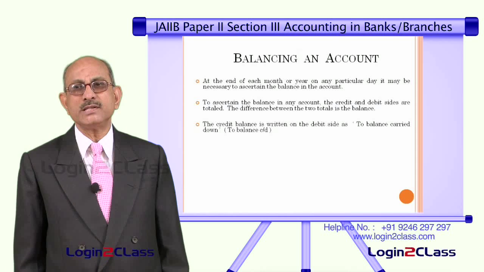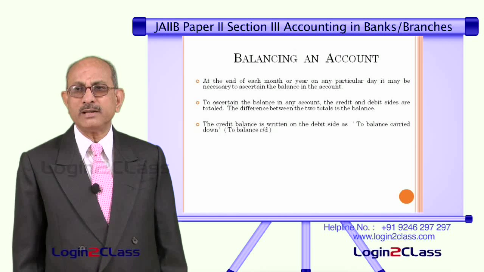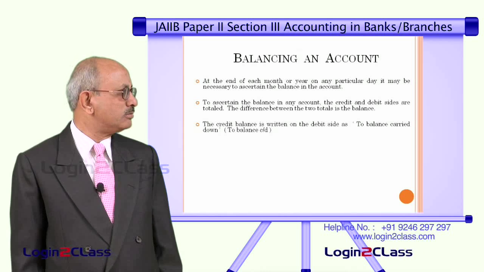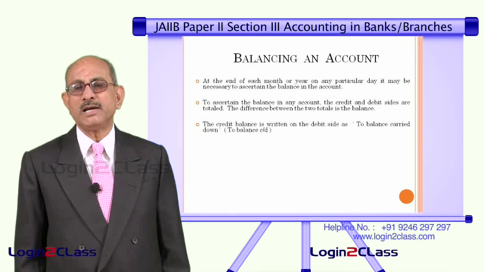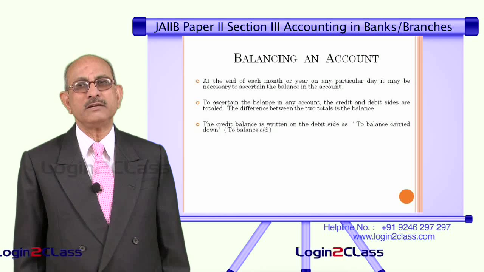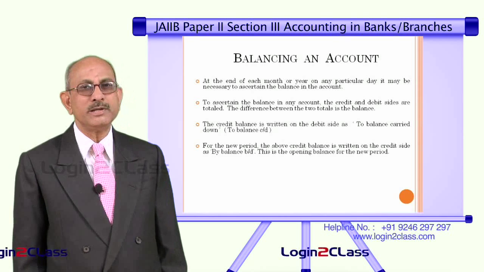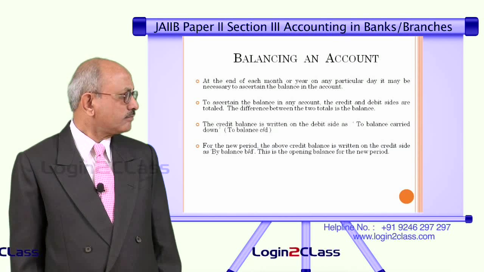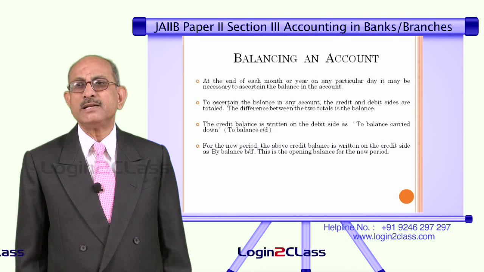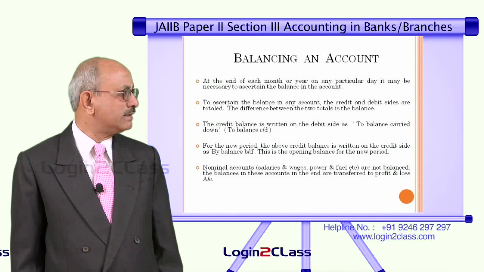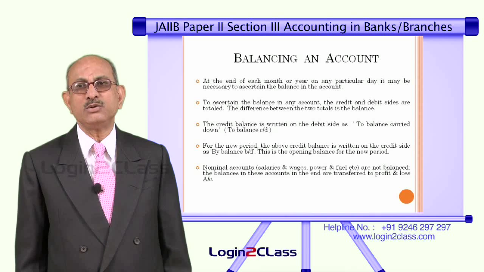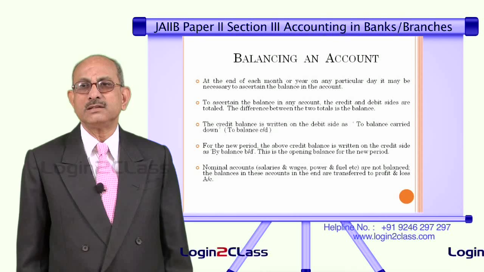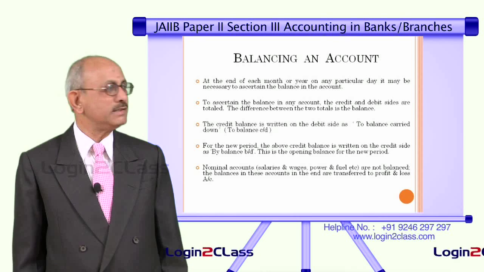So how that balancing is done, let us try to understand. What normally we do is, at the end of a particular period, it could be a month or a year or a fortnight or quarter, or even on a daily basis depending on the volume of transactions, we need to ascertain the balance in each account. In the given example, we are doing it on a monthly basis. That means we have posted all entries relating to January 2012. Now we need to find out what is the balance in each account. How do you find the balance? For that, we total the debit side and the credit side, and whatever difference is there between the two sides is treated as the balance.